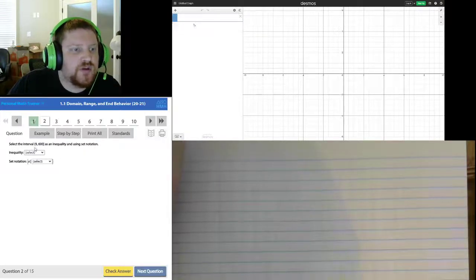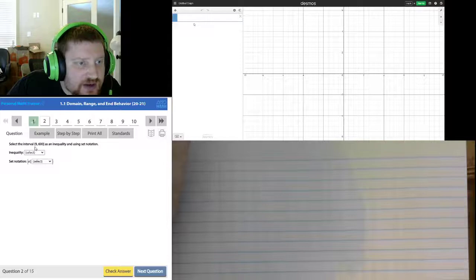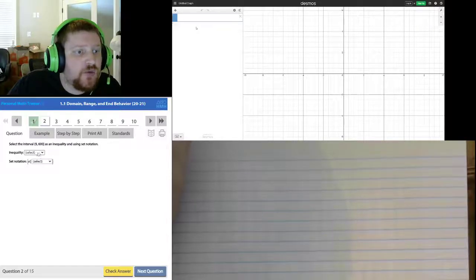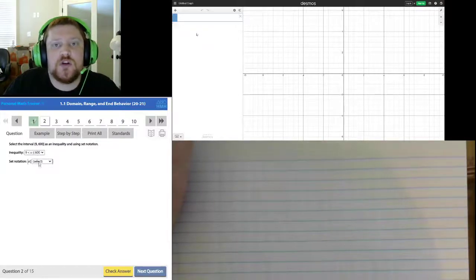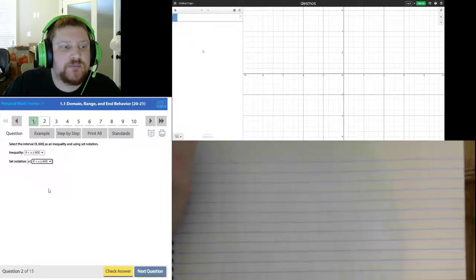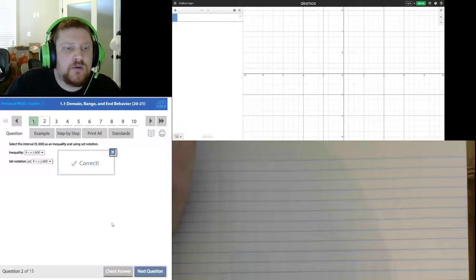Select the interval 9 to 600 as an inequality and using set notation. So we see here that the 9 is not included, but the 600 is, open parenthesis, close bracket. So for our inequality, it's going to be 9 is less than x is less than or equal to 600. So all numbers between 9 and 600. And once again, for our set notation, we're just going to pull what we have for our inequality straight down into there. Perfect.